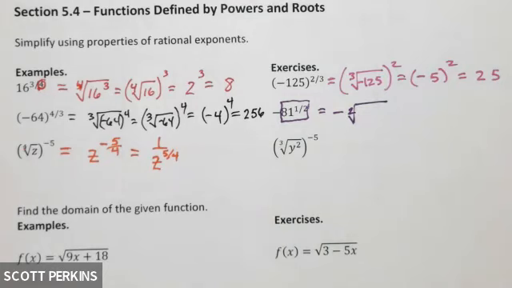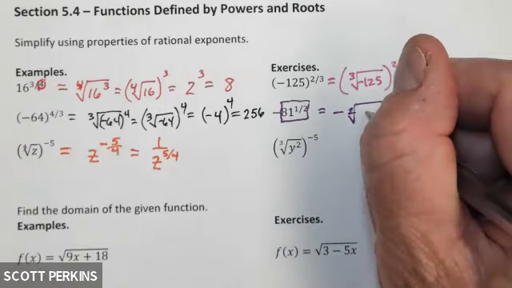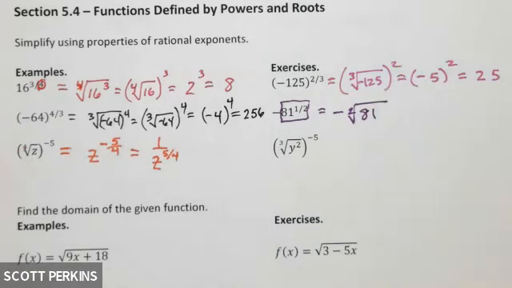Some places around the world, they do put the 2 in the index. In the United States, we tend not to because it's the most commonly used radical. So we're lazy, so we don't write the 2. Whatever you want to do there is fine. And then we're going to put the 81 under there. So the negative should not be under the radical on this problem.